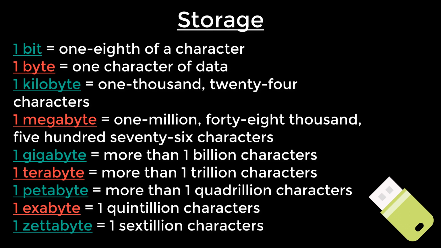1 megabyte is equal to 1,048,576 characters. 1 gigabyte is equal to more than 1 billion characters. 1 terabyte is equal to more than 1 trillion characters. 1 petabyte is equal to more than 1 quadrillion characters. 1 exabyte is about 1 quintillion characters. 1 zettabyte is about 1 sextillion characters.